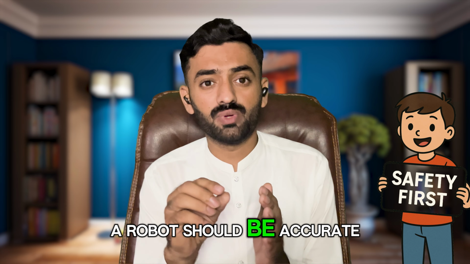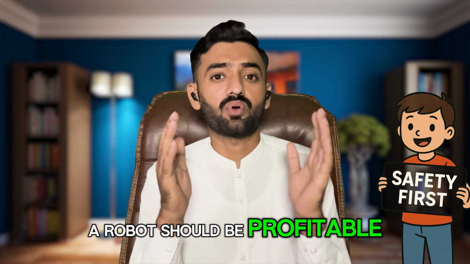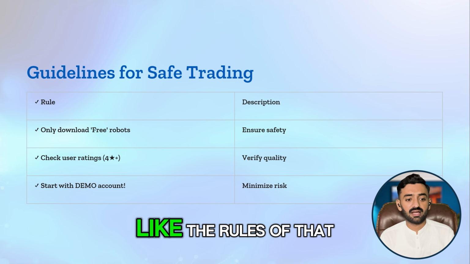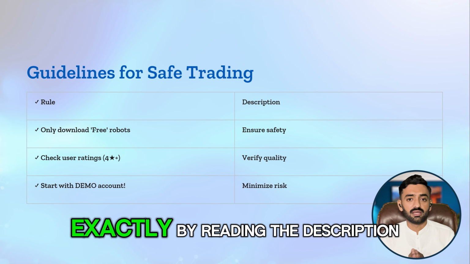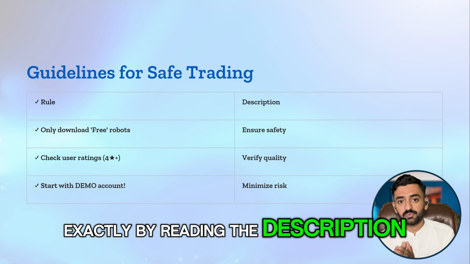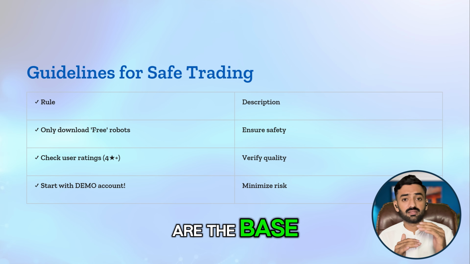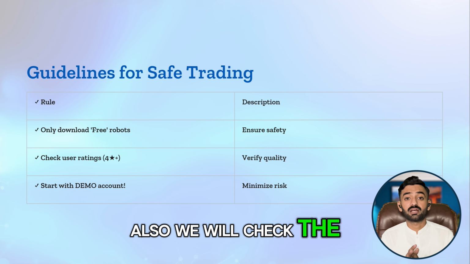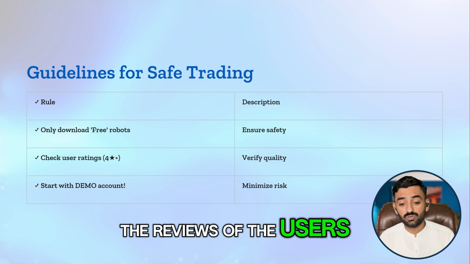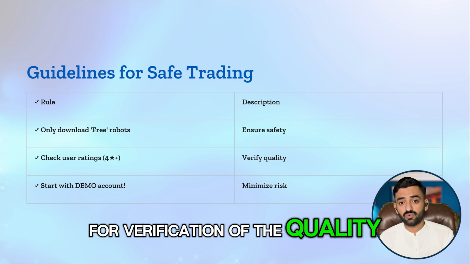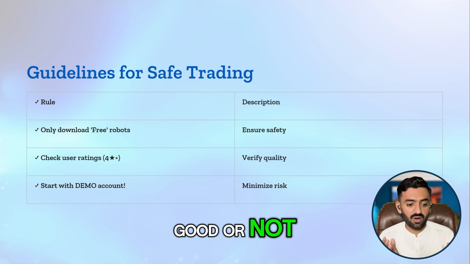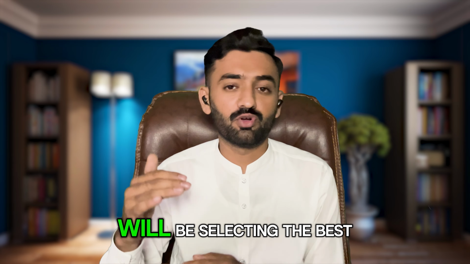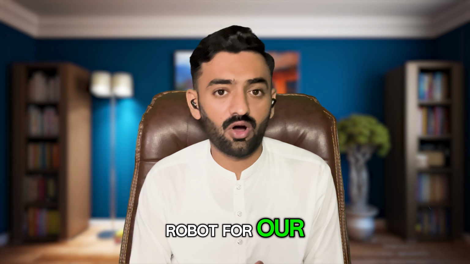A robot should be accurate, a robot should be profitable. We should know in advance a few things, like the rules of that robot. By reading the description, we will know what rules are the base for this robot, and we will download only free robots. Also, we will check the rating and the reviews of the users to verify the quality, whether a robot is good or not. All these things will be discussed practically. We will see this when we are selecting the best robot for our demo account.